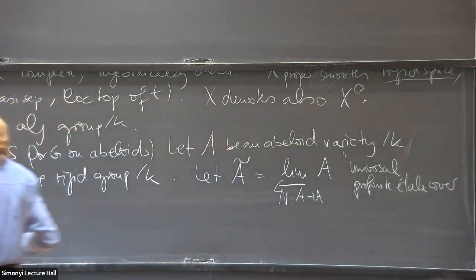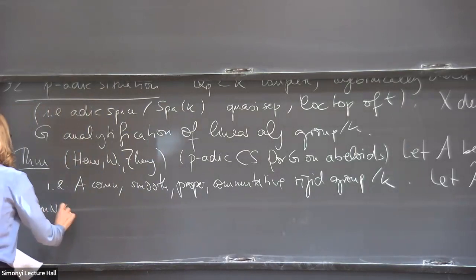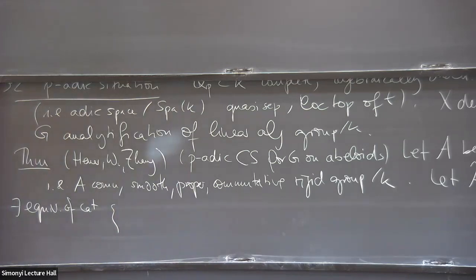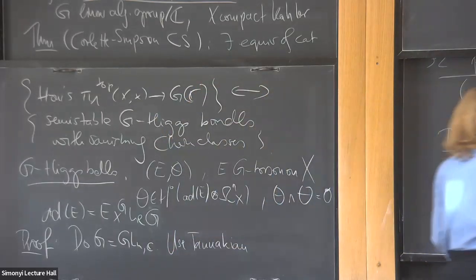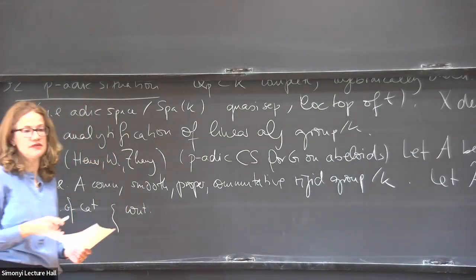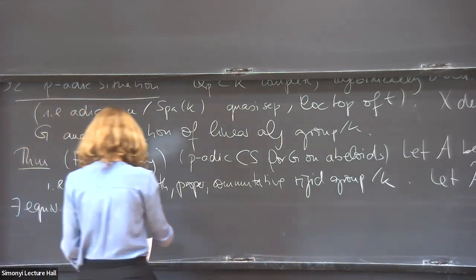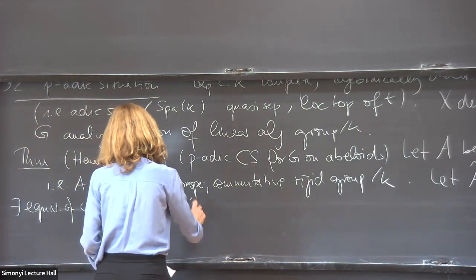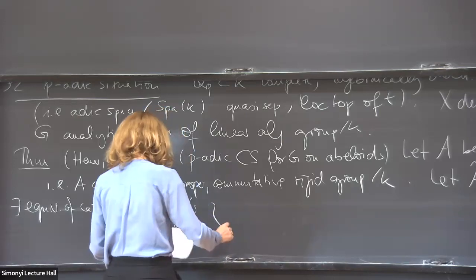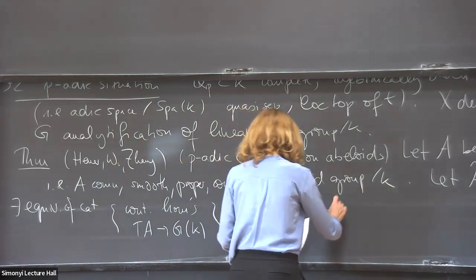So in this situation, we have an equivalence of categories. On the homomorphism side, we have a topological group replacing the fundamental group, namely the étale fundamental group. I take the base point 0, so it's the Tate module. So we have to work with continuous homomorphisms. And on the right-hand side, we have the G-Higgs bundles.